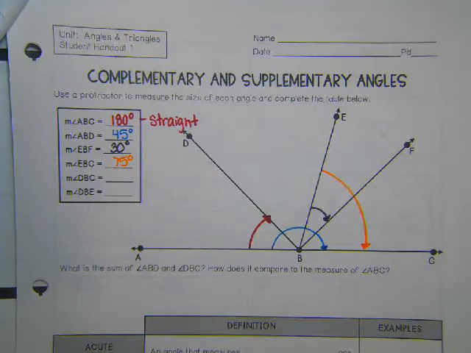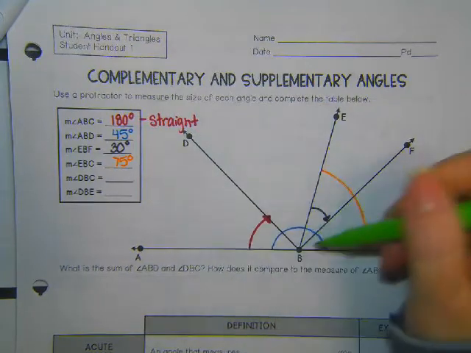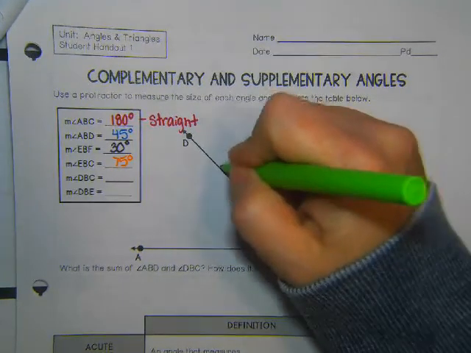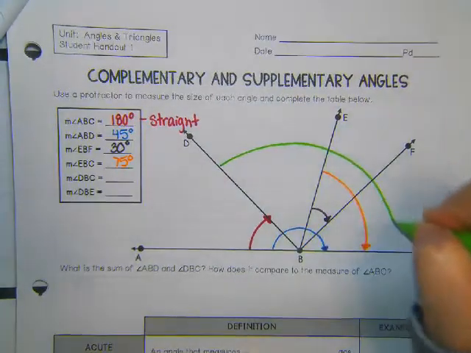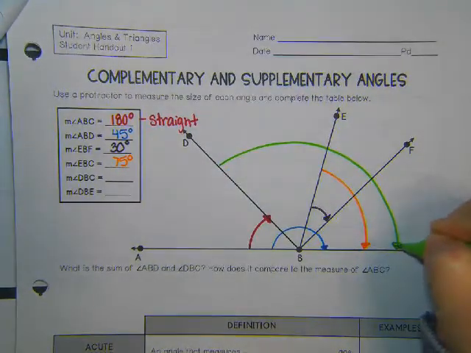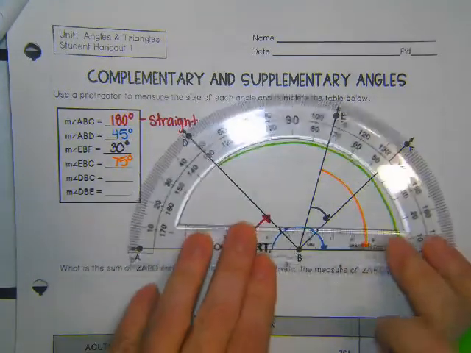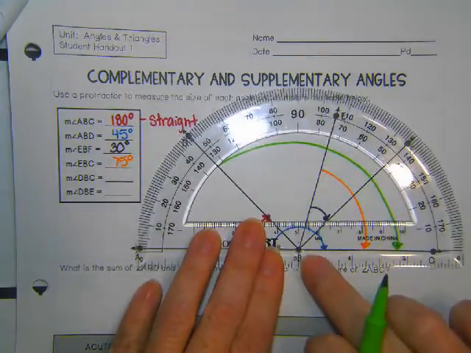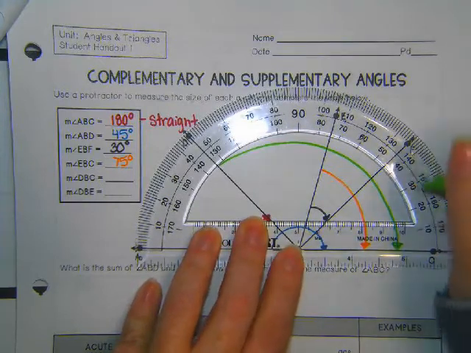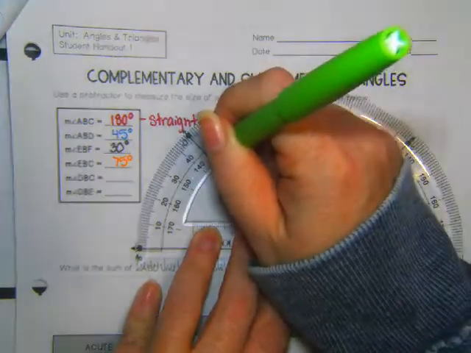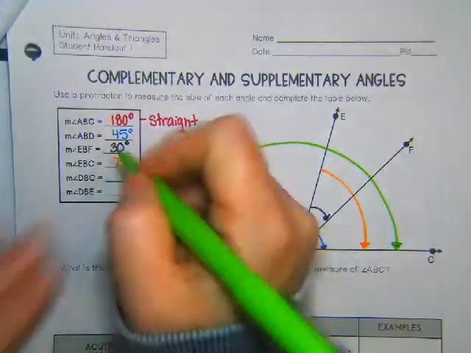Now we have angle D, B, C. So it's this angle. DBC. All right, I'm going to line it up on the bottom. My circle's going to line up. My line is going to line up. I'm going to go over here, follow it all along. It gets to about 135 degrees.